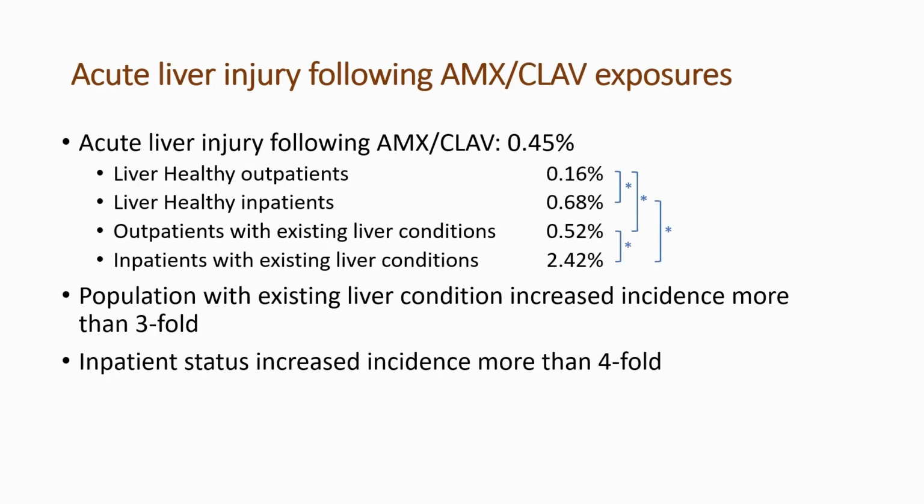Here is the incidence of overall acute liver injury following amoxicillin clavulanate exposure. Incidence rate was 0.45%, captured within the high-risk time period following exposure. The rate was significantly different among the subcohorts by liver conditions and patient status. Population with existing liver condition had increased incidence more than threefold, regardless of patient status, and independently, inpatient status also increased incidence more than fourfold, regardless of pre-existing liver condition.